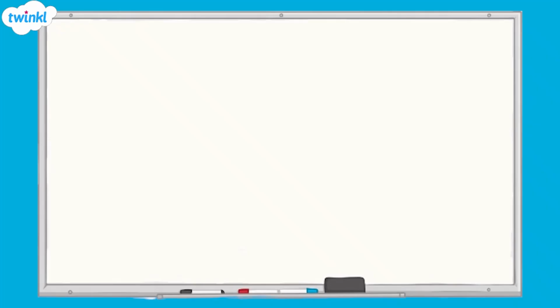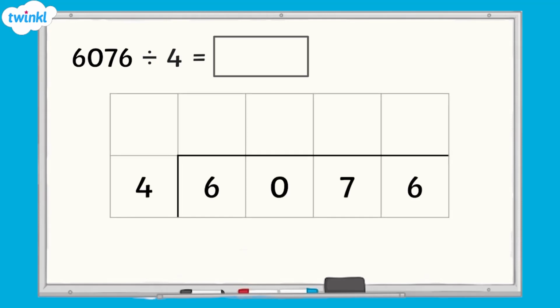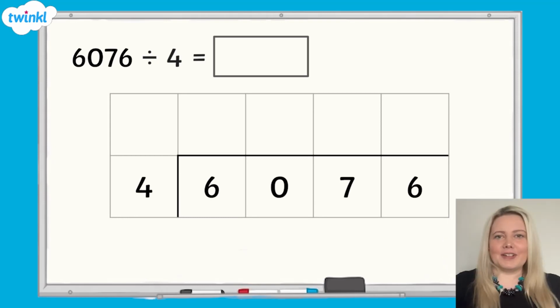I think that you're ready for a challenge now. You're going to have a go without counters. Divide 6,076 by 4. Have a go and then unpause to see what you should have done. How did you do? Let's take a look at the steps you should have taken.